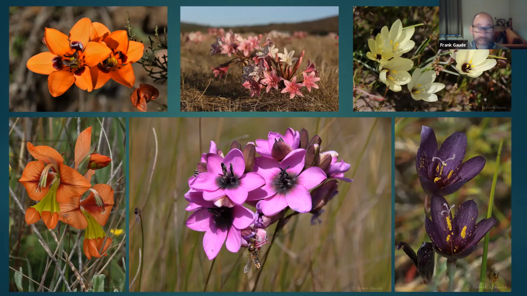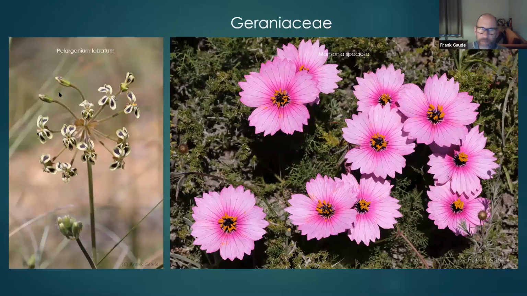What's next? Yeah, there are a couple of Geraniaceae on Rhinosterfeld. I think the most spectacular is the Monsonia speciosa. I don't know whether Pelargonium lobatum can be called a Rhinosterfeld species, but I saw it in Rhinosterfeld, so I included it here. I also saw it on Lion's Head, which makes me think that it might not be that specialized.